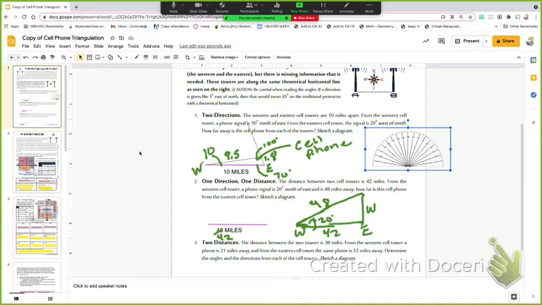I've got side, angle, side, which means I use the law of cosines. I'm looking for little w, so I'm going to do W squared. And this is the other two sides. Remember, it doesn't matter whether you do 48 squared plus 42 squared or 42 squared plus 48 squared. Doesn't matter.